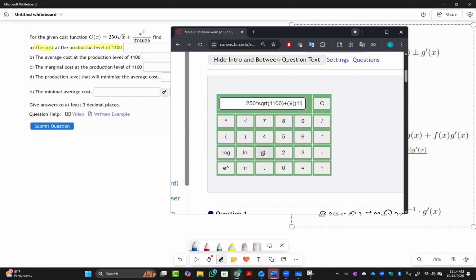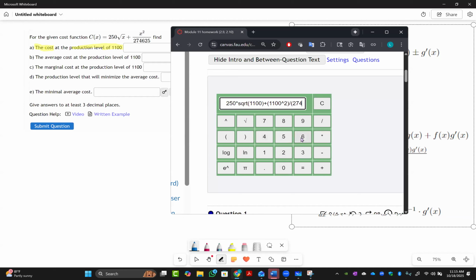Okay, let's see. So we have 1100. Oh, it won't go in there. Can't do that, but that's what I want you to do anyway. So 1100 squared in parentheses, that's the numerator, divided by the denominator. I'm going to put it in parentheses, even though this would not need parentheses.